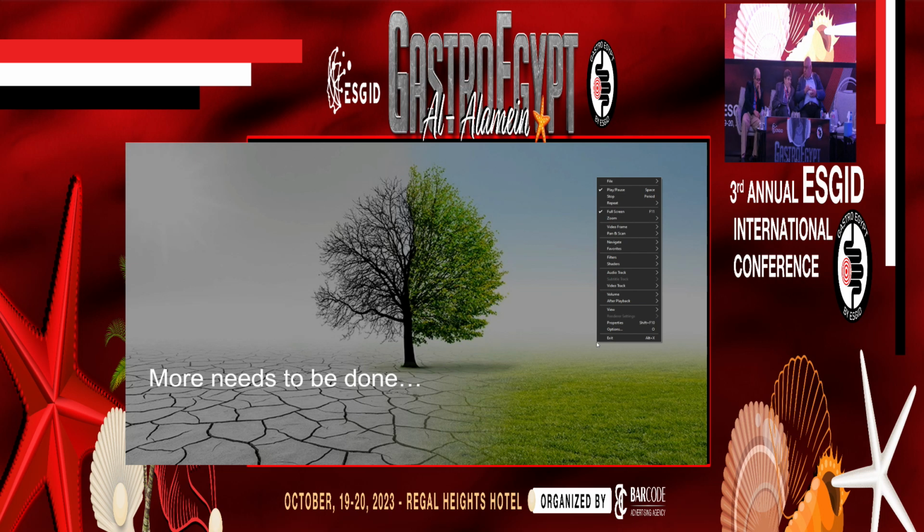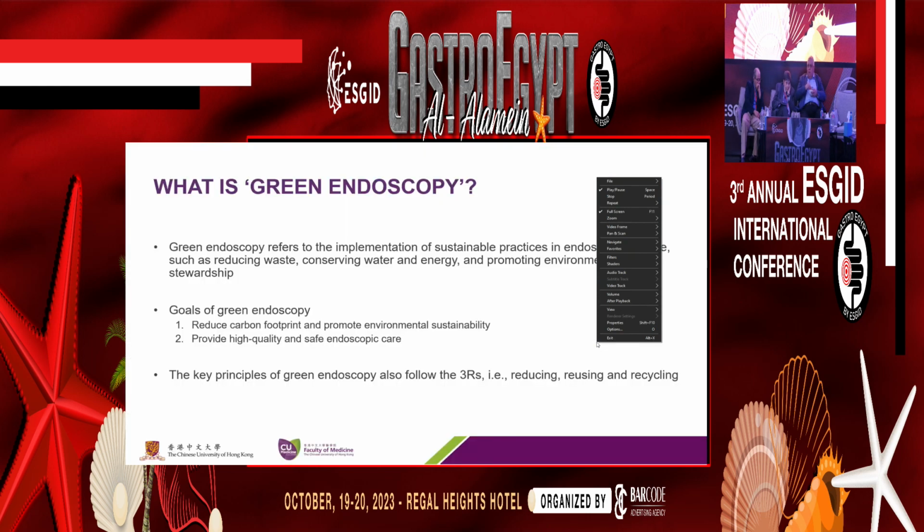It is undeniable that what we are doing is causing a huge environmental footprint. There is really a need for mitigation strategies. The concept of green endoscopy was proposed.